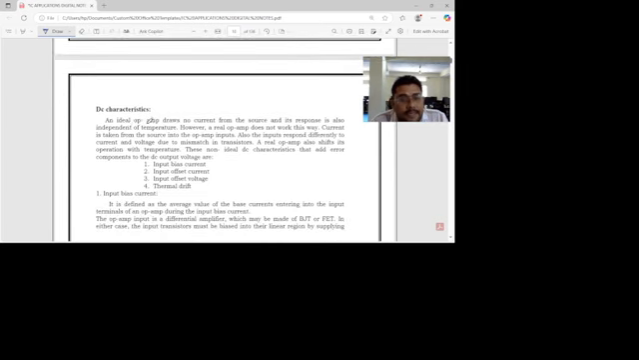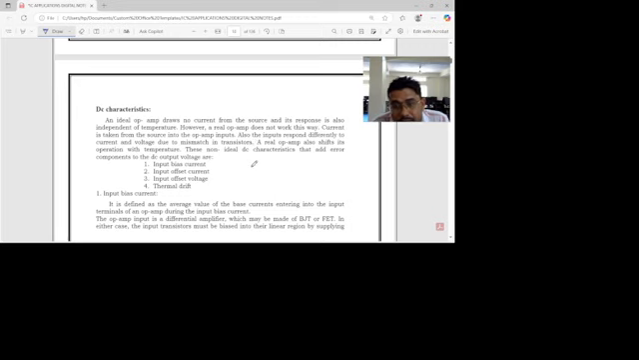So what are the DC characteristics? An ideal op-amp draws no current from the sources, because we have ideally assumed that its impedance is infinite. Since the input impedance is infinite, no current will flow into the op-amp's inputs. Its response is also independent of temperature. However, a real op-amp does not work in this way. Current is taken from the source into the op-amp, and the inputs also respond differently to current and voltage due to mismatch of the transistors.